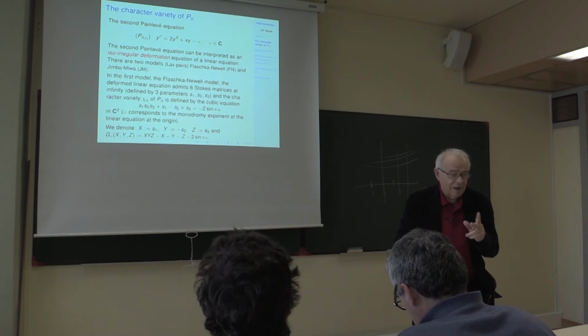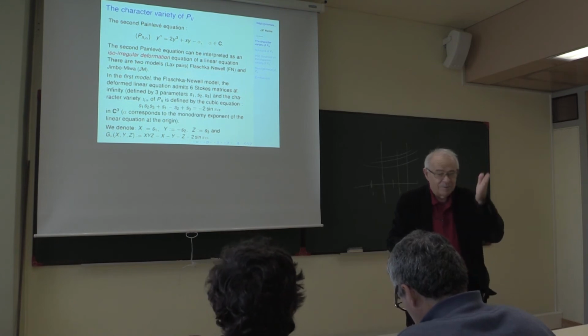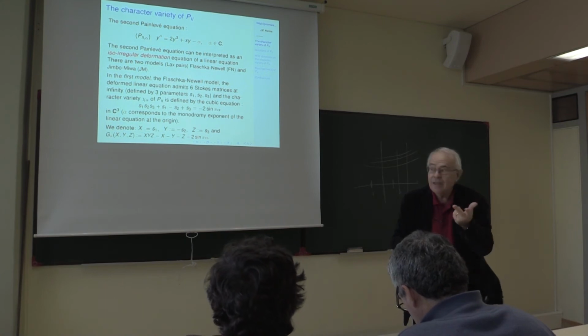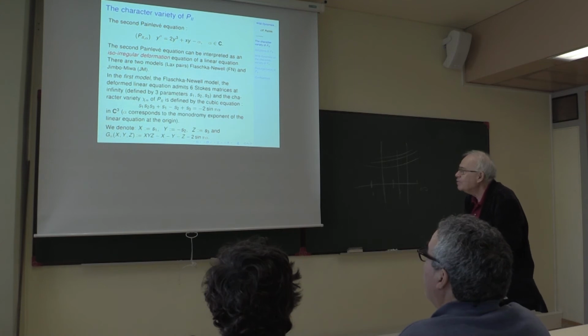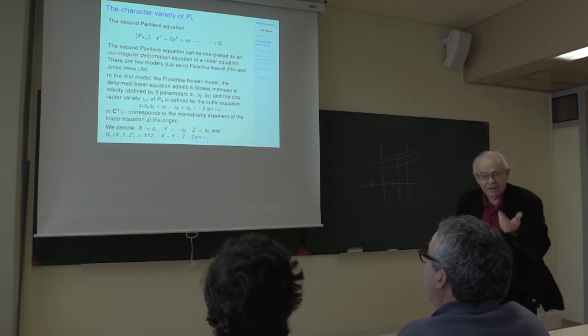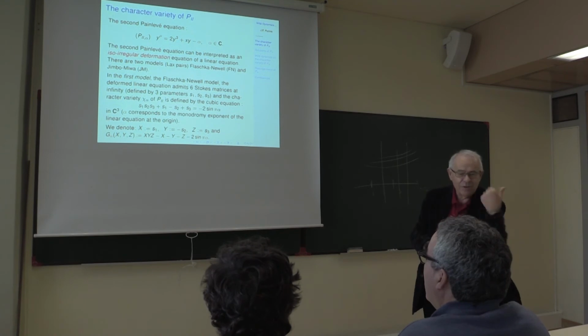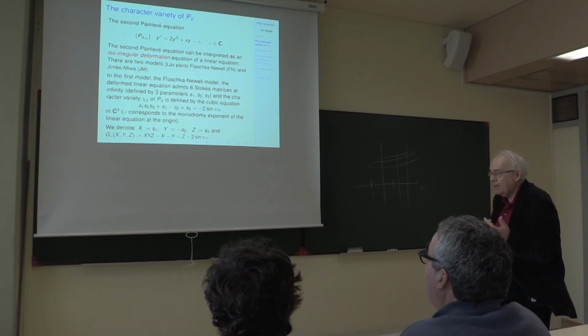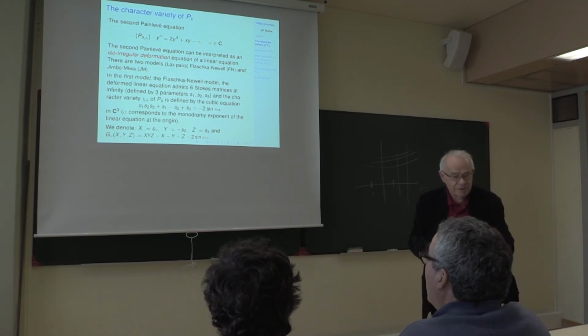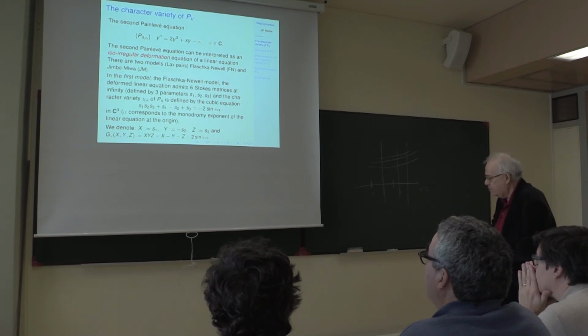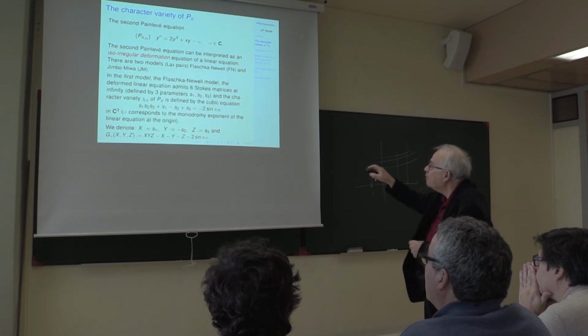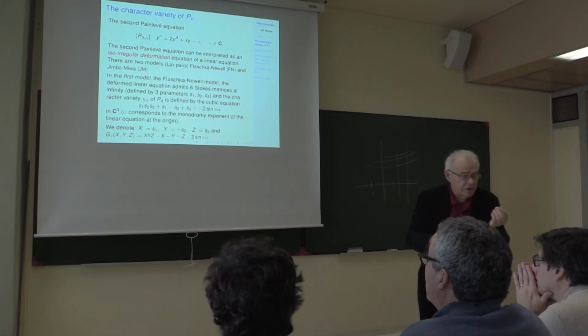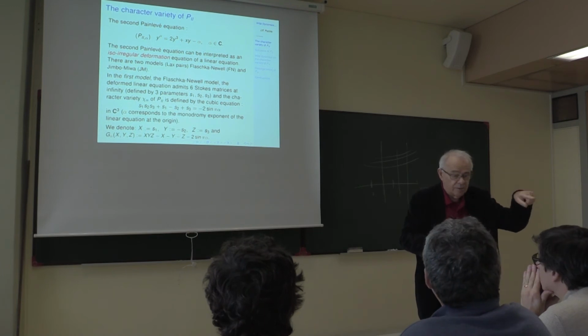The Stokes matrices are unipotent, so you need only one parameter each: S1, S2, S3. And when you know S1, S2, S3, the others are immediate: minus S1, minus S2, minus S3 on the other side. Now the character variety is the relation between the Stokes parameters, and this relation is cubic, like that. And the parameter alpha in the equation corresponds to the monodromy at 0.